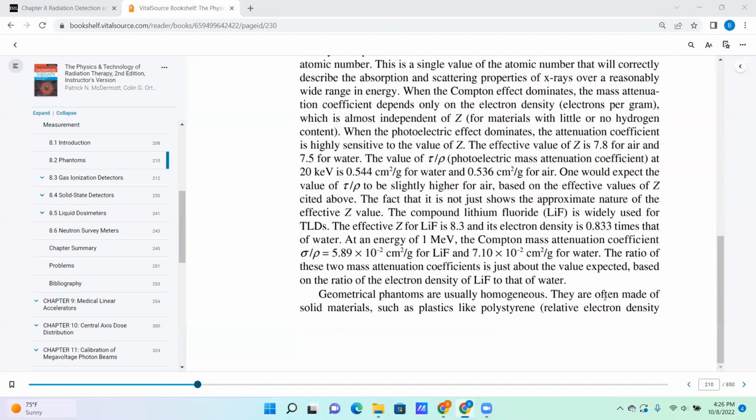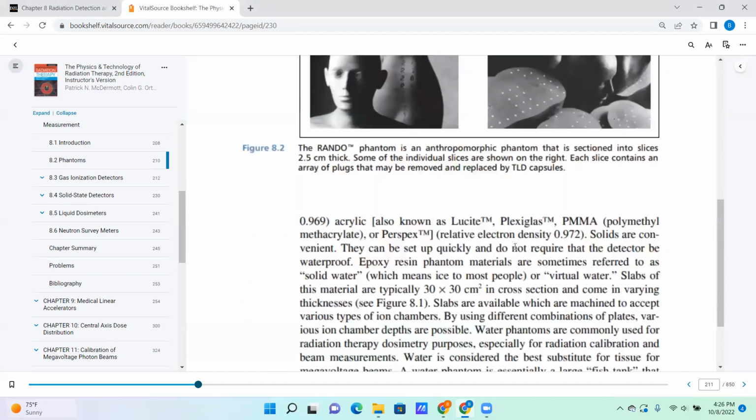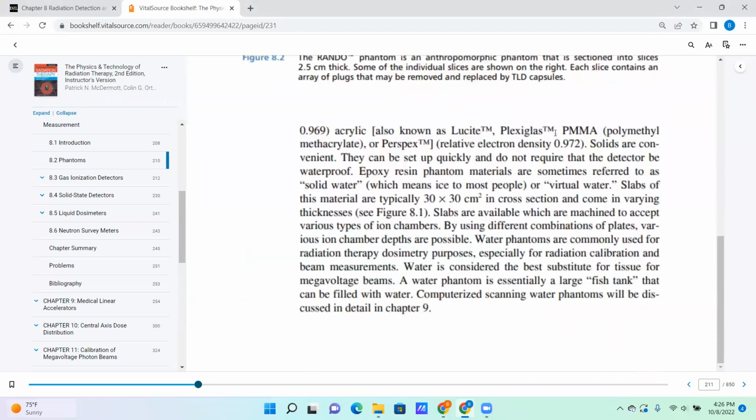Geometrical phantoms are usually homogeneous. They often are made of solid materials like polystyrene, acrylic, lucite, plexiglass, polymethyl methacrylate, or perspex, which I've never heard of, with a relative electron density of 0.972. Solids are convenient. They can be set up quickly and do not require that the detector be waterproof. An epoxy resin phantom material is sometimes referred to as solid water, which for most people will say, what are you talking about, ice or virtual water?